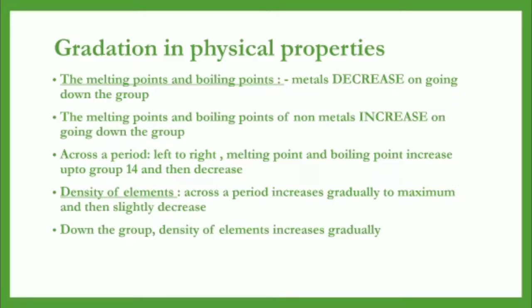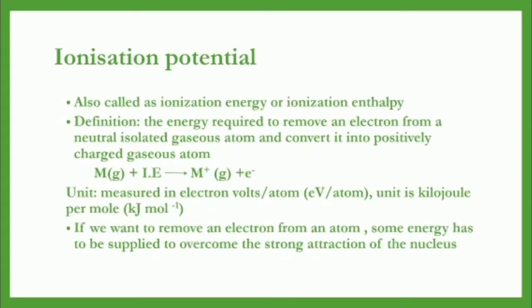While going across a period, the density will be high and then slightly decrease, because we know the last group, group 18, will be smaller than the alkali metals, so it decreases at the end of the period. So next one, ionization potential.